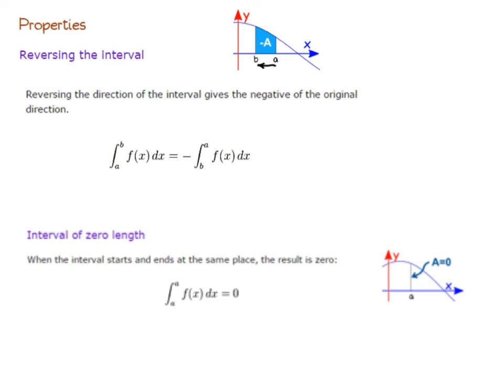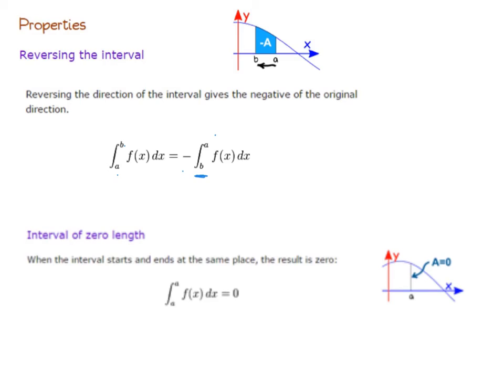So there are a few more properties of integral notation that I want to go over in this video. And the first one is reversing the interval. All right, so it says reversing the direction of the interval gives the negative of the original direction. So notice here that this is a to b, but over here it's b to a, right? Do you see them flipped? So what that does is it just makes that whole integral, that number that we get, negative. So write that down. Reversing the direction of the interval gives the negative of the original direction.